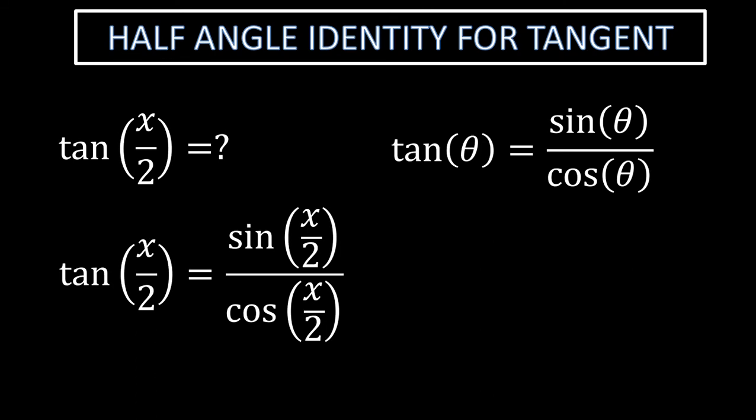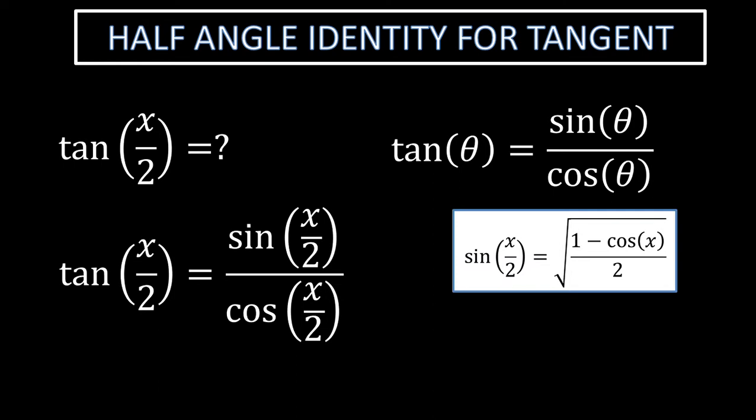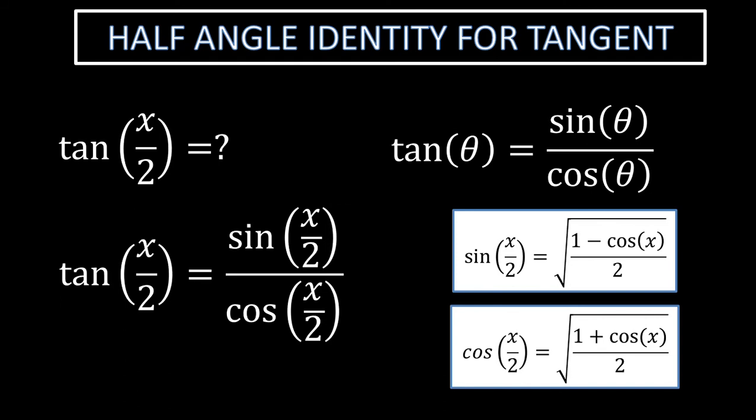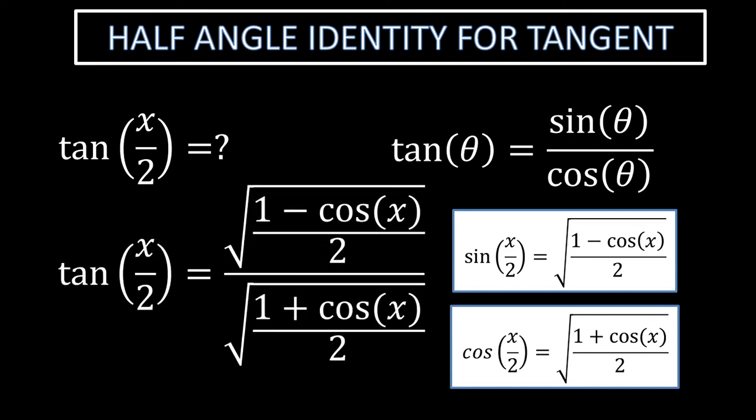And then, previously, na-derive na natin yung half angle identity ng sine, which is this, and then yung half angle identity ng cosine, which is this. So, bale, I can just substitute now the sine of x over 2 and cosine of x over 2 to this expression. So, ito, sine, cosine to this, sine, cosine. So, if I will replace now that, ito na siya.